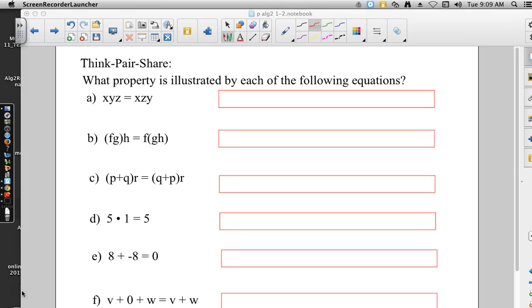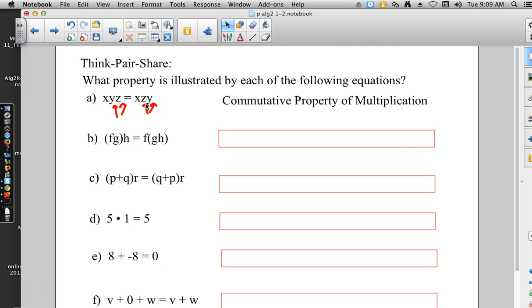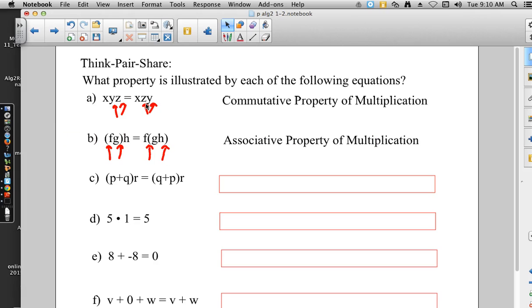Hopefully you noticed in A, well, it's X, Y, Z, and now those have switched positions. That's your work to home and home to work. So this is the commutative property of multiplication. You take a look at B, and it was F and G that were in the parentheses, but now the parentheses have changed locations. They were here, and now they're here. So it's not the variables that have switched positions, it's the parentheses. Parentheses are the symbols that tell me when numbers are grouping together. That's who they're hanging out with. That's the associative property of multiplication. It's which ones they are associating with.